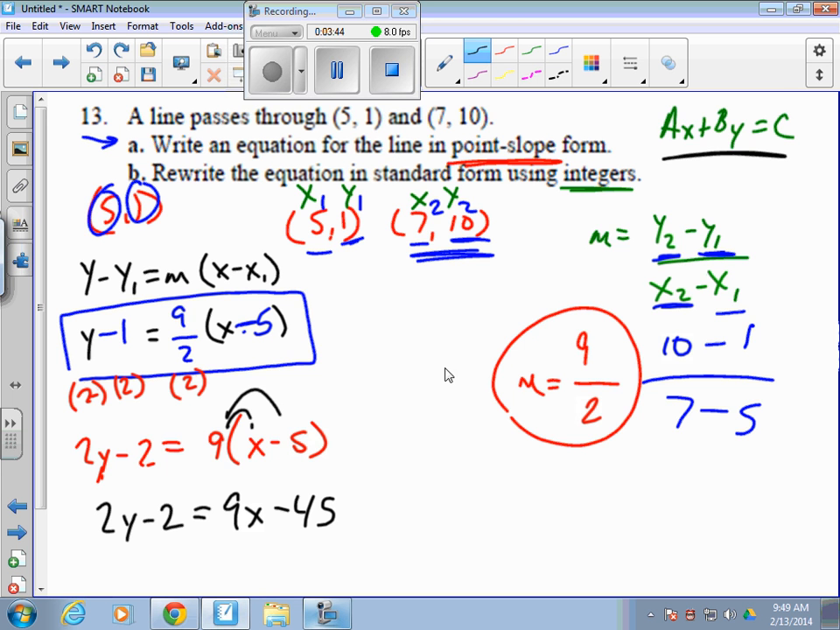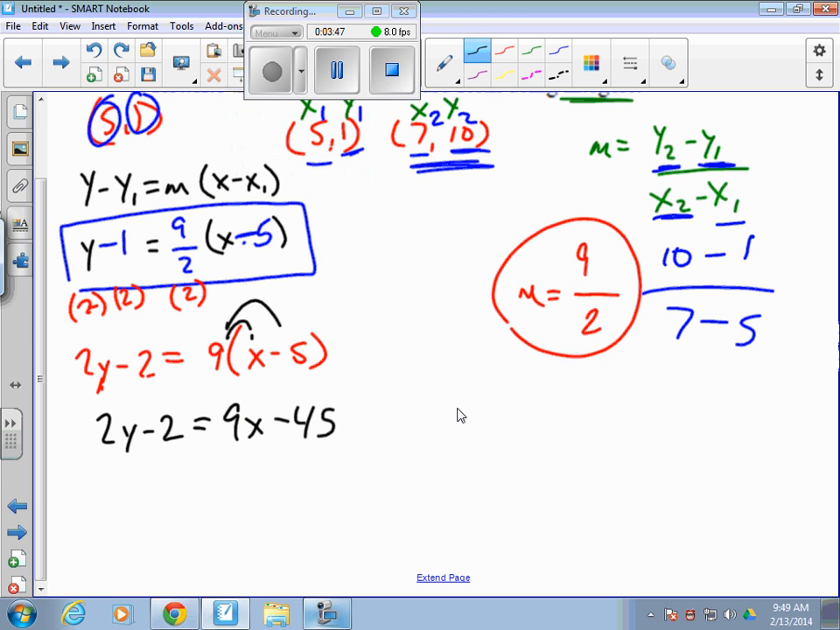We have to move a couple of things in the equation. We do know that if we move over 9x from the right side to the left, it was positive. It becomes negative 9x. 2y we want to leave where it is, since it says ax plus by equals c. But it doesn't say that minus something equals c, which is equals negative 45.